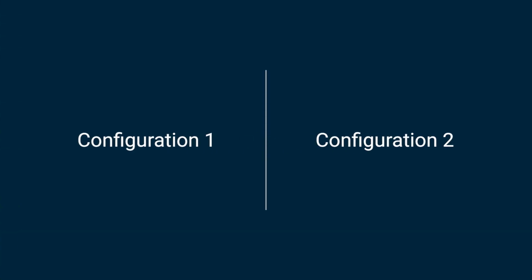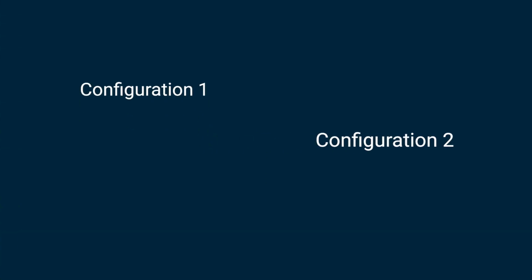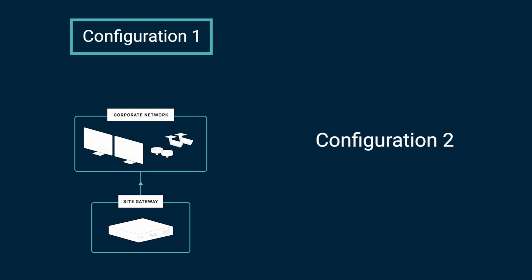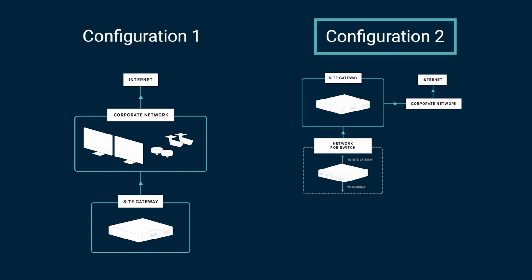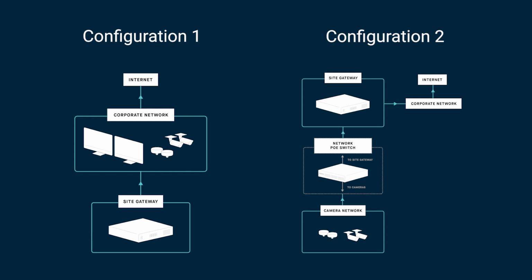There are two configurations that you will choose between during setup. Configuration 1, where your internet access and cameras are in the same network. Configuration 2, where your internet access is in one network and your cameras are in another. We'll refer to the network where you have internet access as your corporate network, and the optional secondary network where your cameras will reside as your camera network.